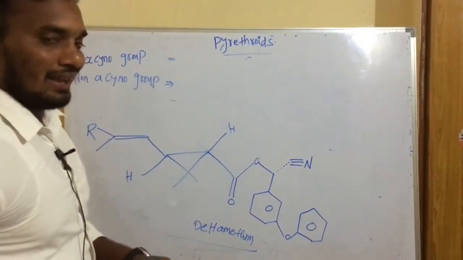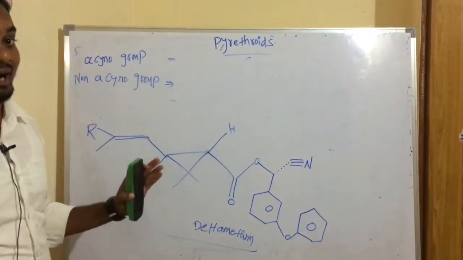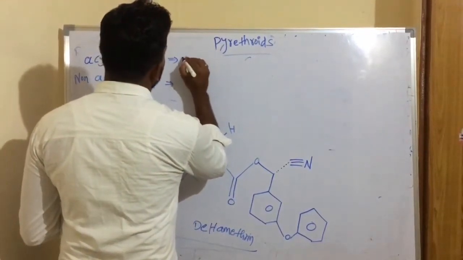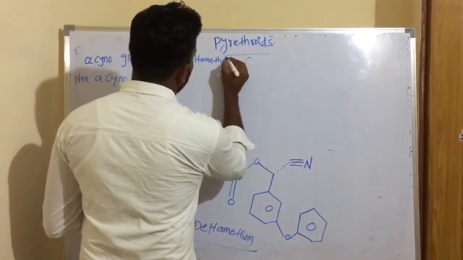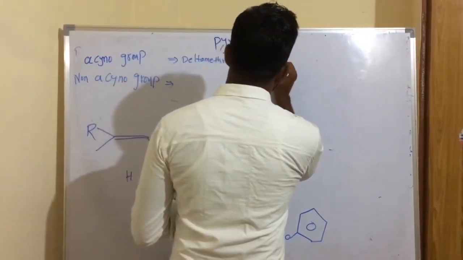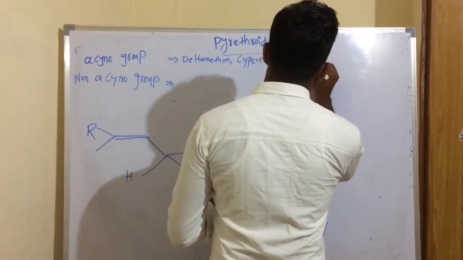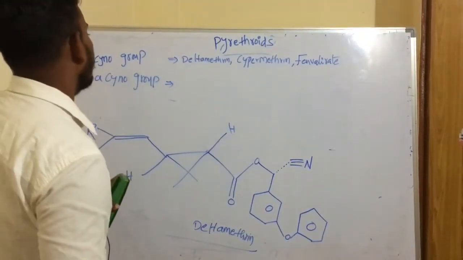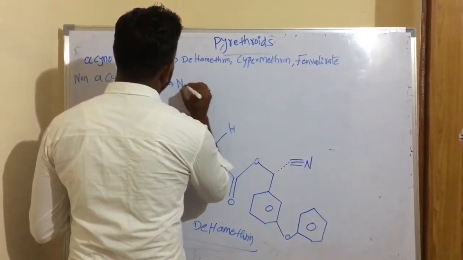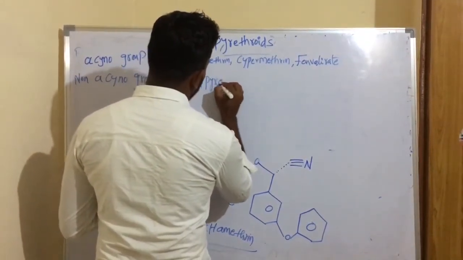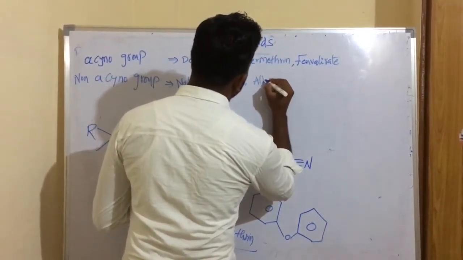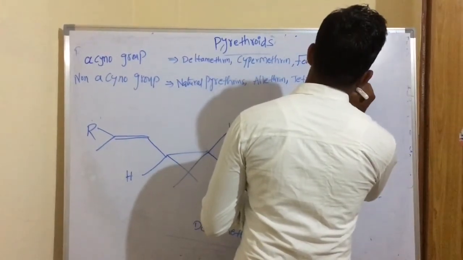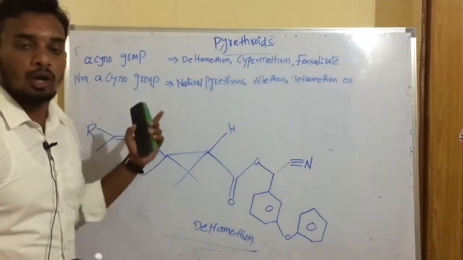Okay, so as I mentioned earlier, there are two different groups based on the alpha cyano group, and they are alpha cyano group and non-alpha cyano group. Examples for the alpha cyano group are deltamethrin, cypermethrin, fenvalerate. Okay, so these are the examples for alpha cyano group pyrethroids, and for non-alpha cyano group pyrethroids: all natural pyrethrins, allethrin, tetramethrin, etc.